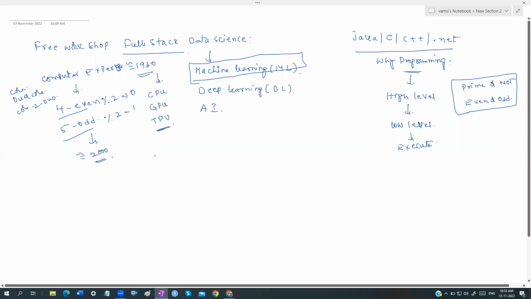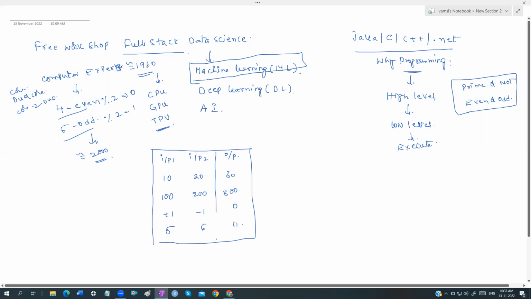If I give two inputs, input 1 and input 2, and this is an output. Input 1 is 10, input 2 is 20, output is 30. If input 1 is 100 and input 2 is 200, the output must be 300. If it is plus 1 and minus 1, the output should be 0. If I give 5 and 6, the outcome is going to be 11. I've taken a very small example, guys. So this is the input and this is the output I require.